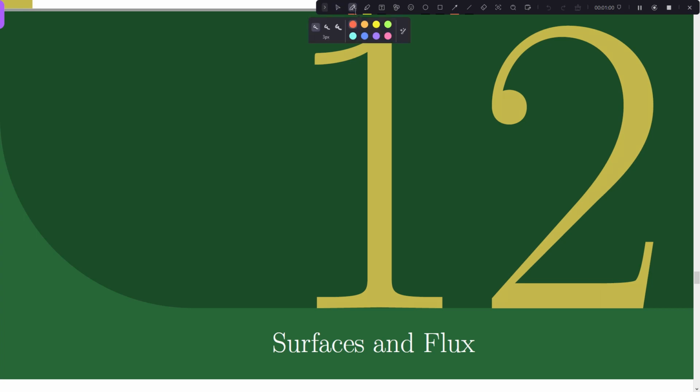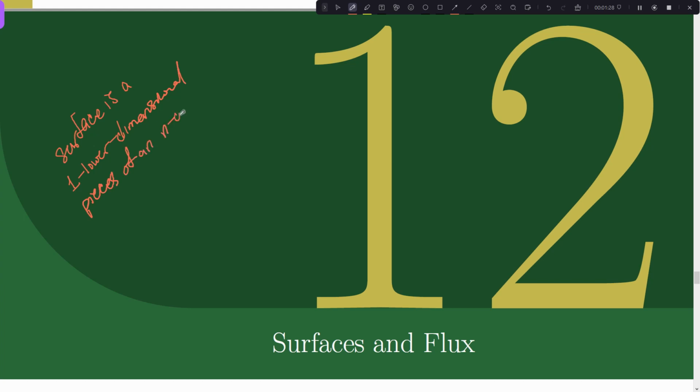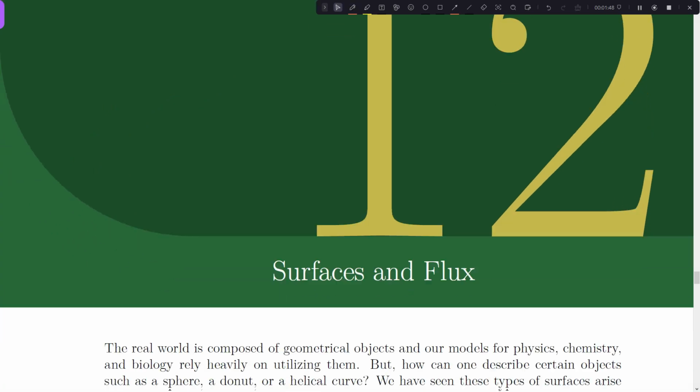So really, at the end of the day, a surface is a one lower dimensional piece of an n-dimensional object. Okay, so it's just like, we're in three dimensions, we have a three-dimensional object. If I consider a two-dimensional piece of that object, then that's a surface. Okay, and that's what we're going to focus on today.